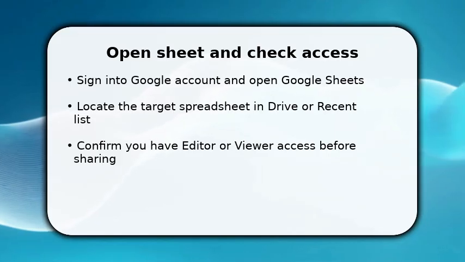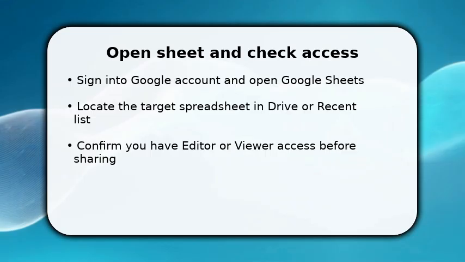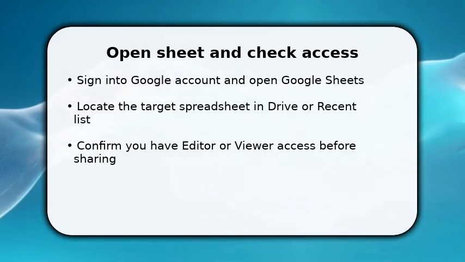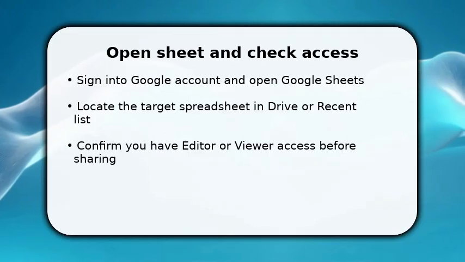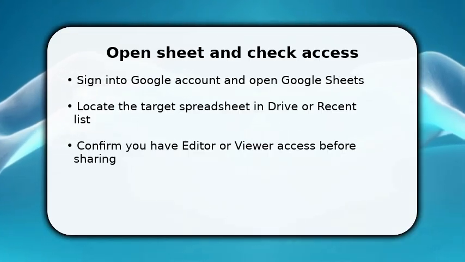You need at least viewer access to copy a shareable link and editor access to change sharing settings. If you lack access, request permission from the owner now so you don't hit a roadblock later. This saves time and prevents failed link attempts.